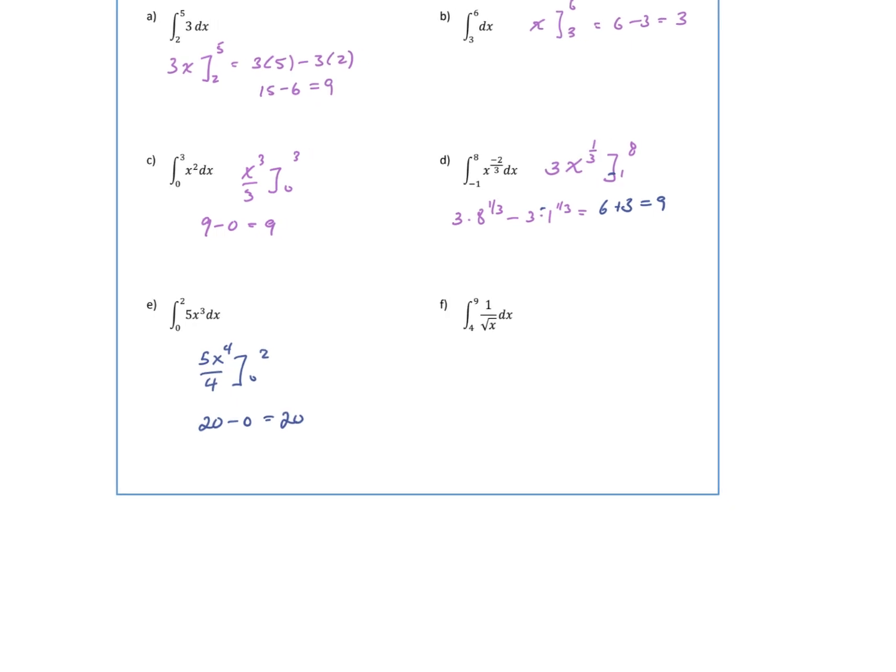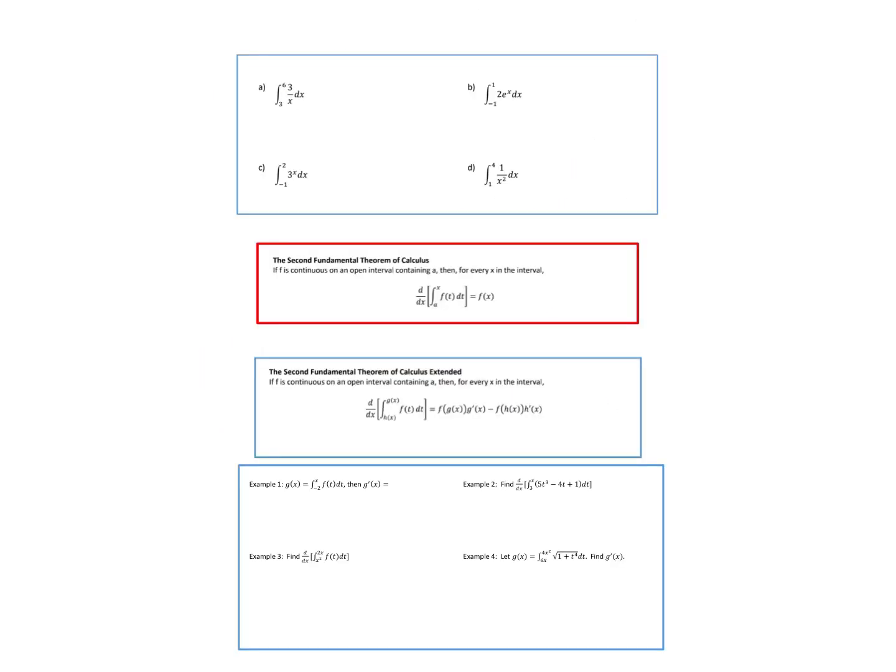Okay? This one, so this is x to the negative 1/2. So raise it up by 1, you get x to the 1/2 power. Divide by 1/2, or times it by 2, and you're going to go from 4 to 9. So I'm going to get 2 square root of 9, minus 2 square root of 4. So we're going to get 6 minus 4, which is 2.